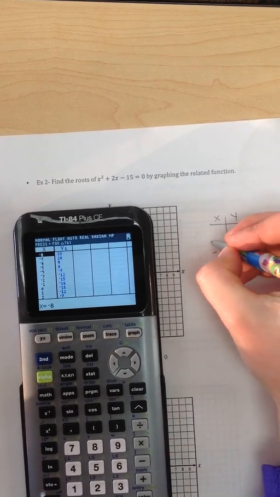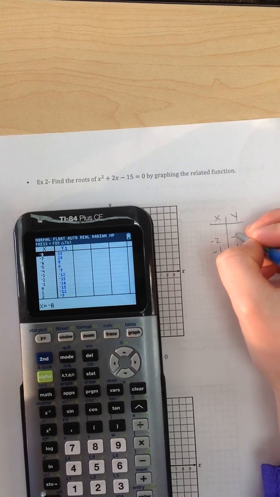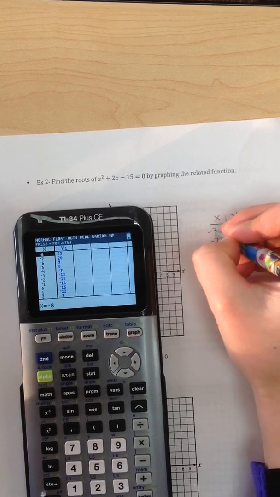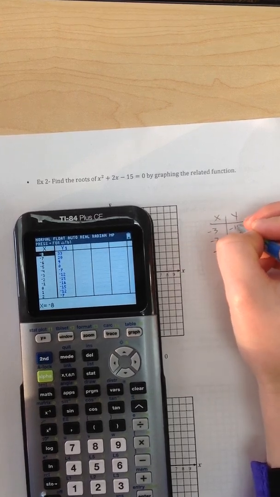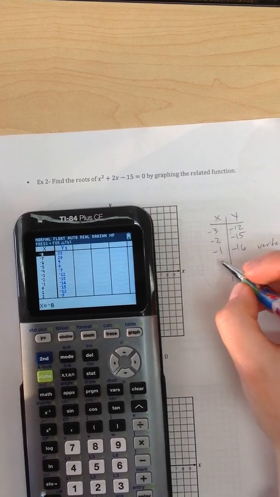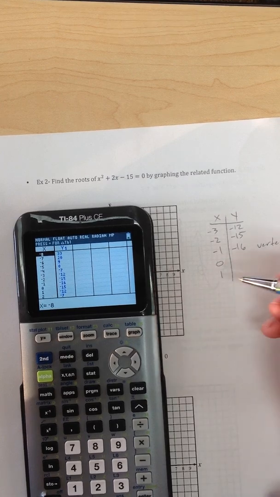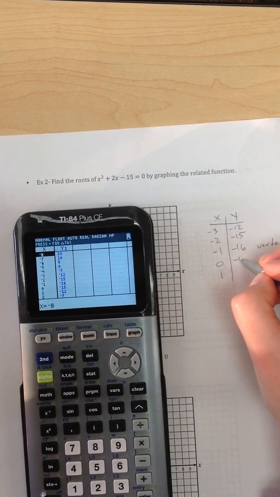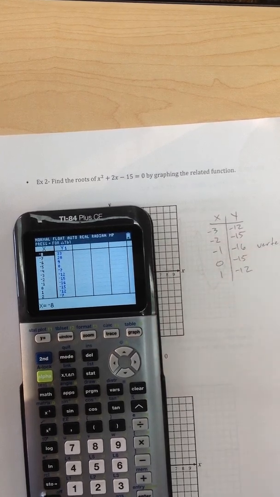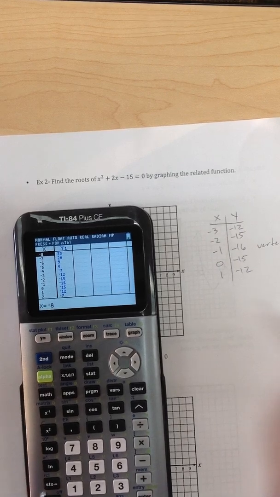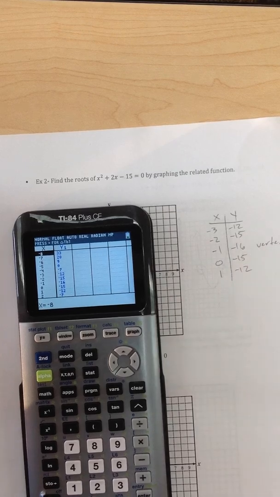On the other side of that, I've got -2, -15, -3, -12, and then going the other way, I would have 0 and 1, and then I would have those same numbers, -15, -12. Okay, so you could just use those instead of having to do all the plugging in that we were doing before. You can just use those numbers and graph them.